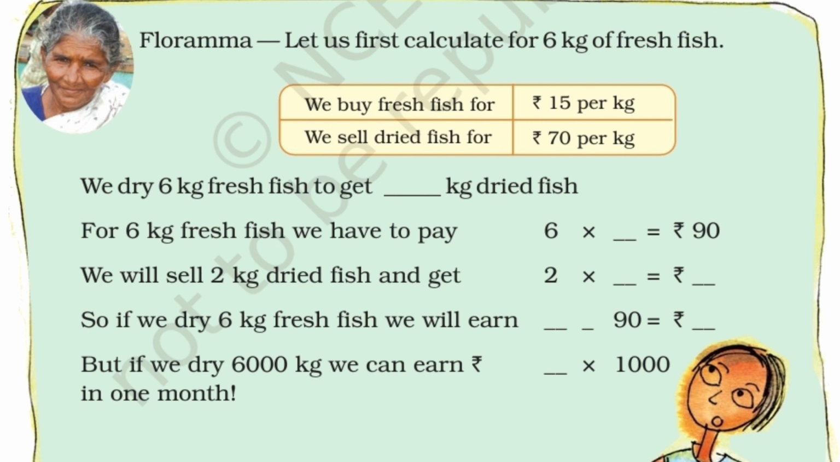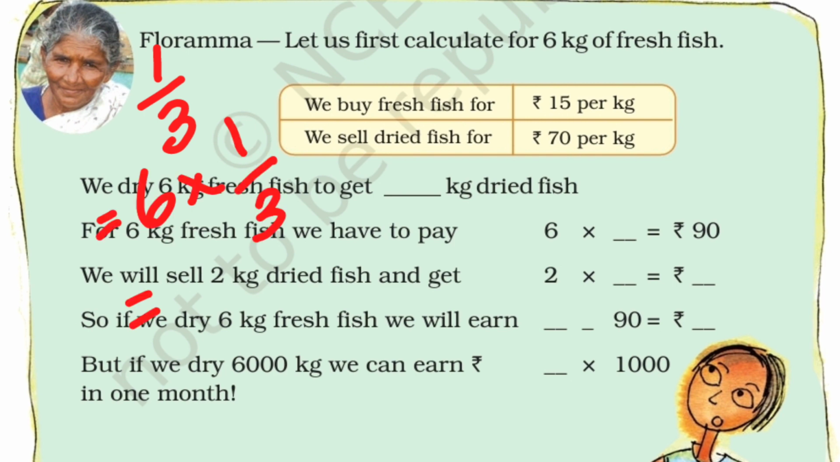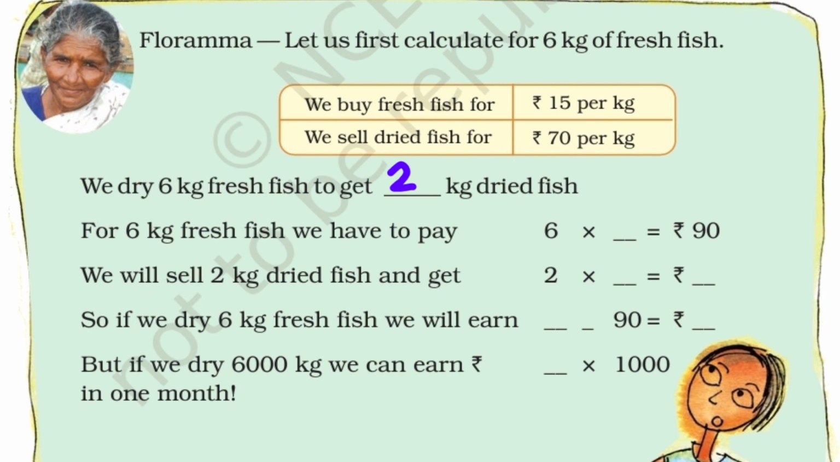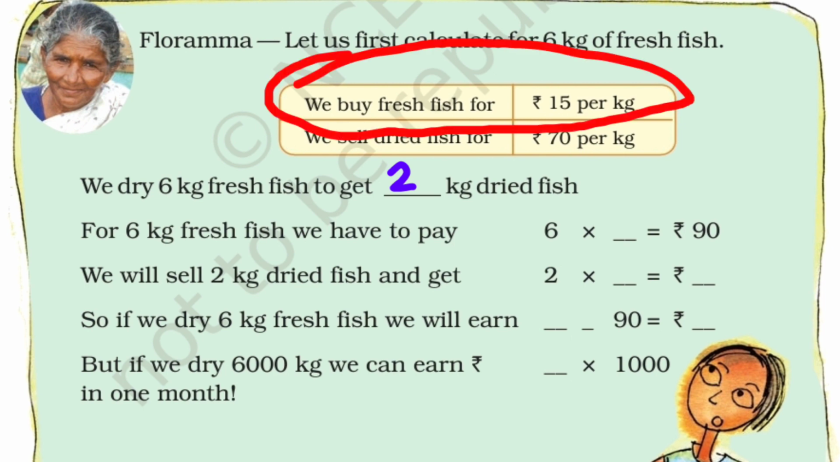So we already know if we dry the fresh fish, we will get only one third of it as dry fish. So 6 kg into one third is 2 kg. So if we dry 6 kg of fresh fish, we get 2 kg of dry fish. For 6 kg fresh fish, we have to pay how many rupees? We already know we buy fresh fish for 15 per kg. So 6 into 15 is 90 rupees.